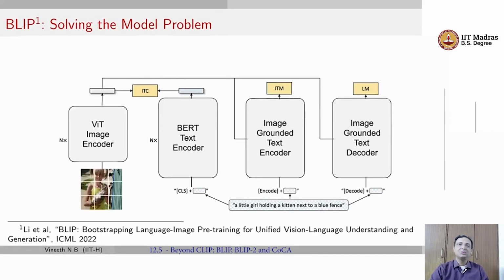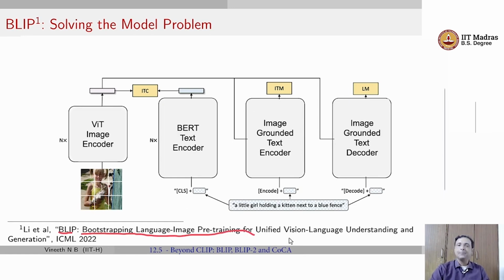So what do we do? This is where BLIP comes into the picture. BLIP stands for Bootstrapping Language Image Pre-training for Unified Vision Language Understanding and Generation. This was a paper published in ICML of 2022.